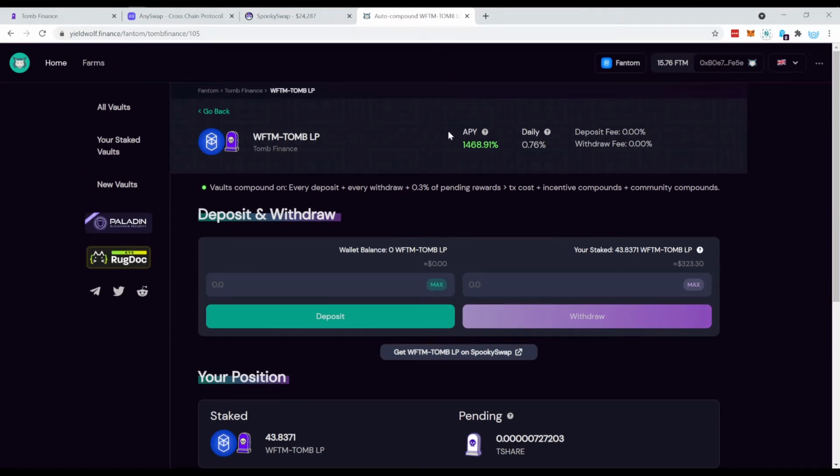Now, the catch with these things is that as more people participate in this pool, the smaller this APY gets, right? So it's always important to be early. And yeah, the early bird catches the worm, as we used to say.